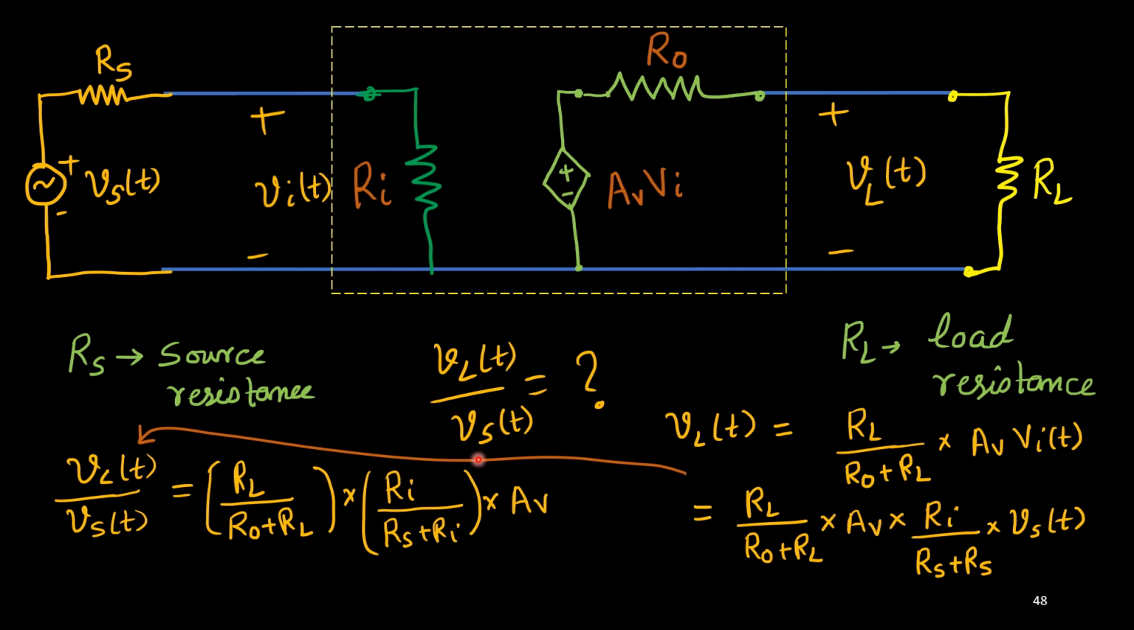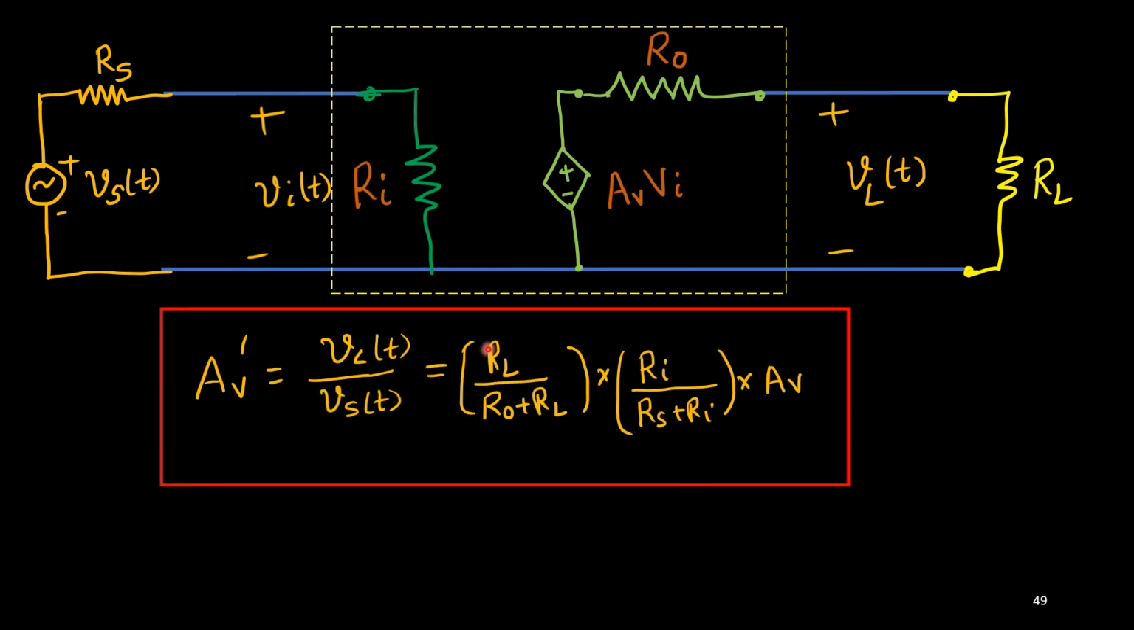So you see earlier gain was only AV, now overall gain is this much. So this is your overall gain, I'll call it AV prime. Okay, now you can notice on this factor RL upon R0 plus RL. So all the resistances are positive. R0, RL, Ri, Rs, all are positive.